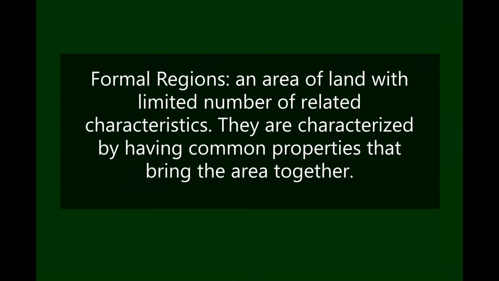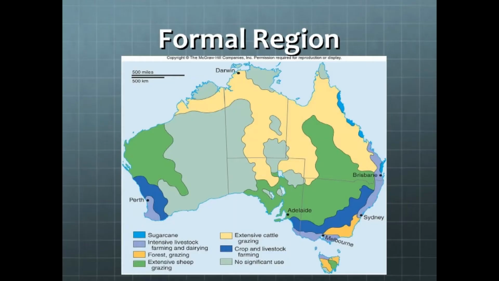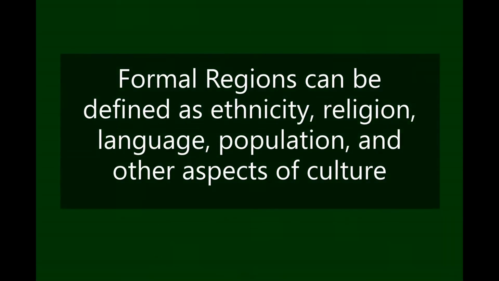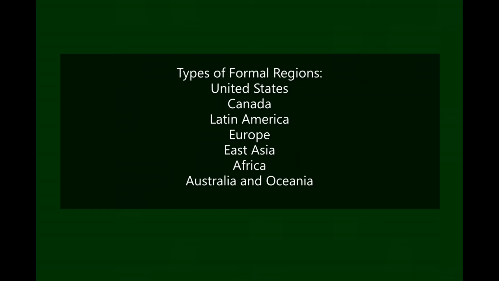Formal regions, an area of land with limited number of related characteristics. They are characterized by having common properties that bring the area together. Formal regions can be defined as ethnicity, religion, language, population, and other aspects of culture. Types of formal regions are United States, Canada, Latin America, Europe, East Asia, Africa, Australia, and Oceania.